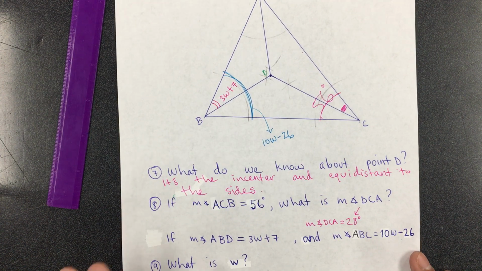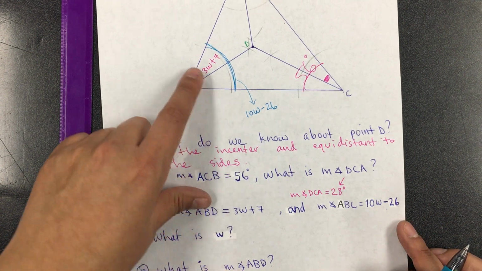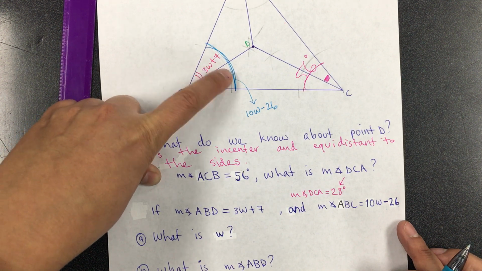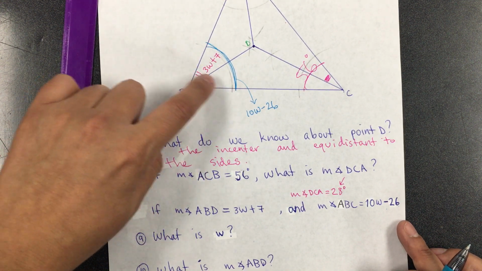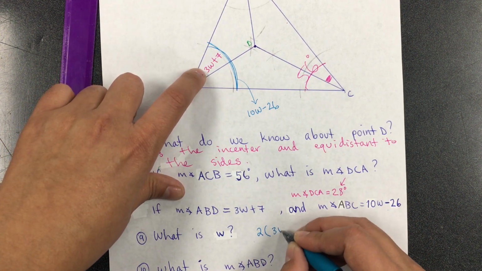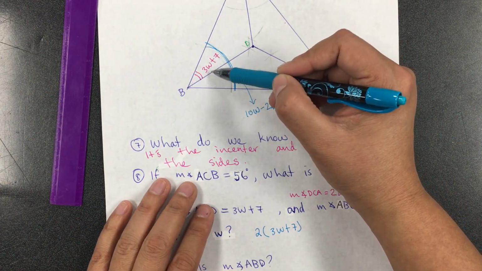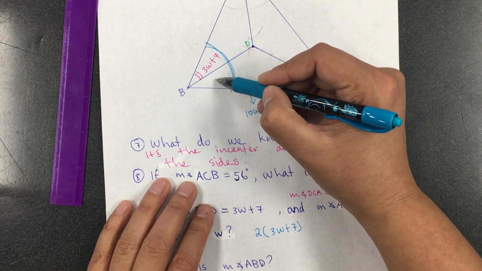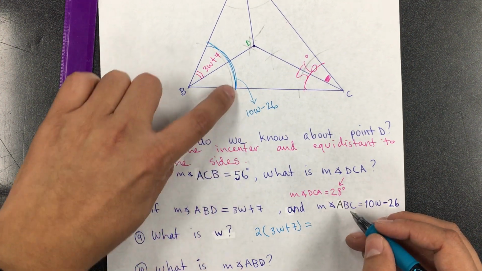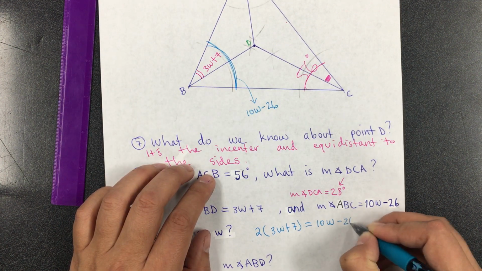Okay, how do we find W? It says, what is W? Well, we can create and say that 3W plus 7 twice, right? Because I know that this is congruent to this one. That means that I have two of the same, 2 of the 3W plus 7. Again, why? Because this is only half. So if I put it once more in here, it's also 3W plus 7. Okay, so I have it twice. Equals this, because it's the two of them together, that's 10W minus 26.